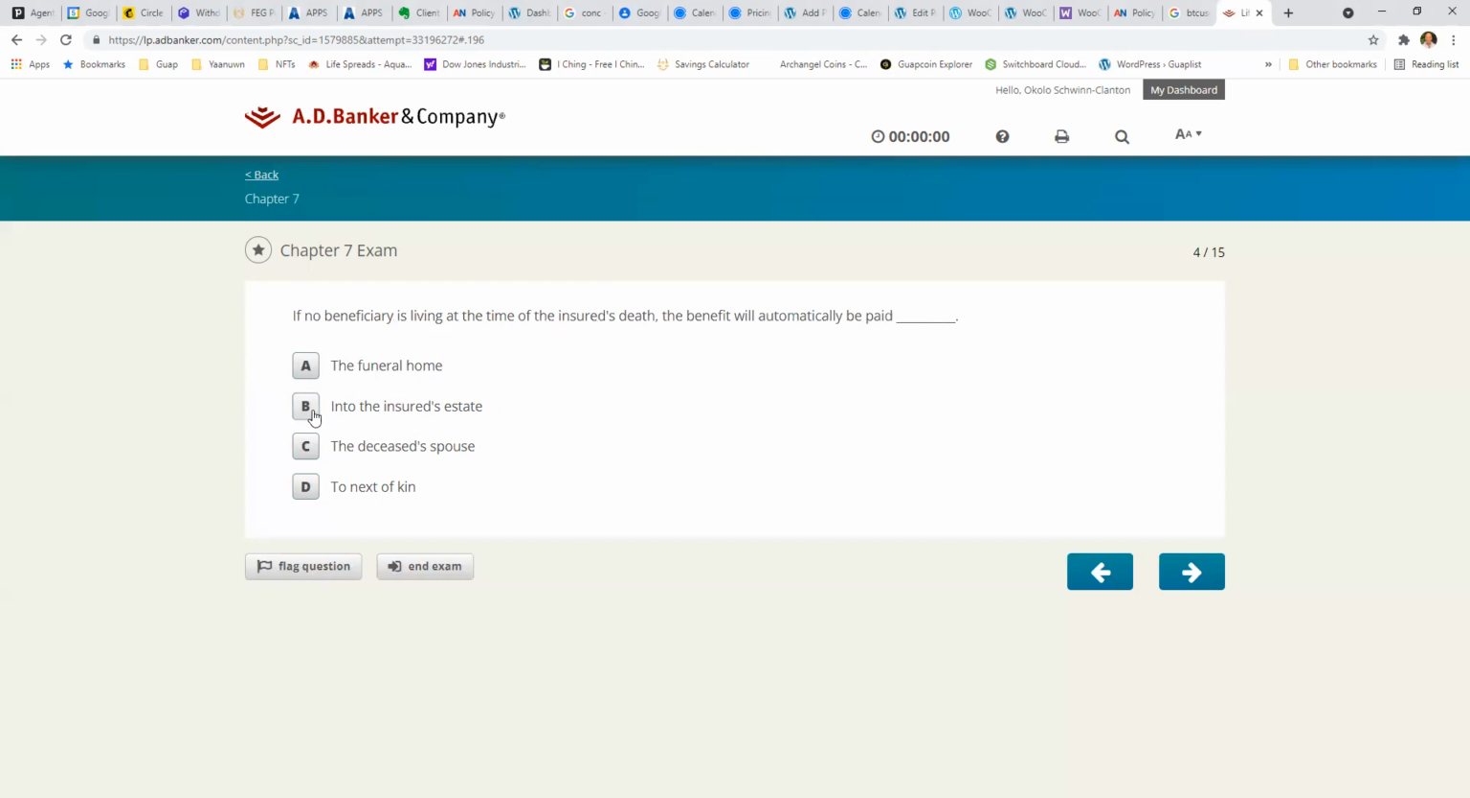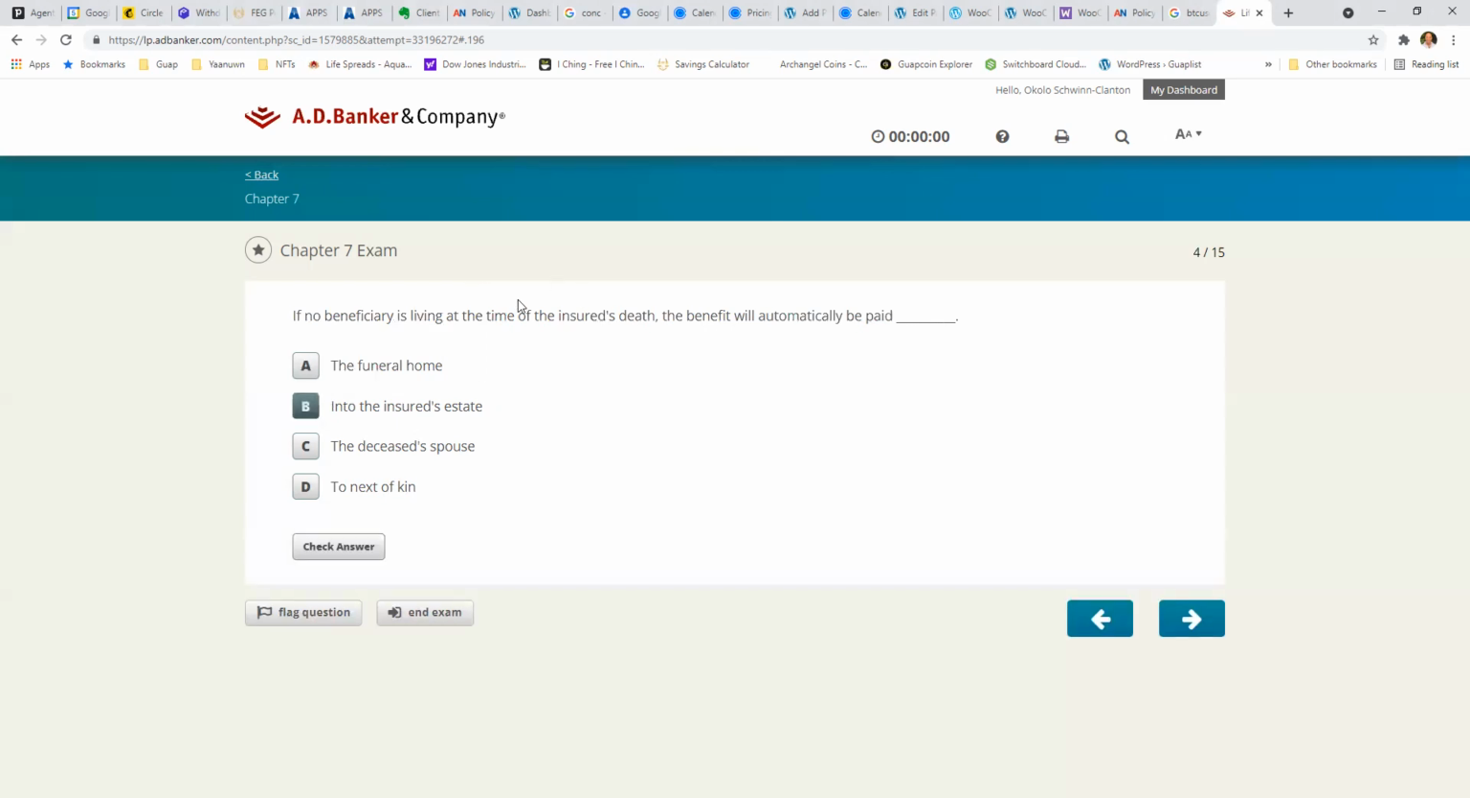And actually it'll go into their estate. What happens is the estate is a legal entity, and the courts will then determine how that legal entity is dispersed. So if there is no living beneficiary, it goes into the estate, which means that it has to go through probate, which means it's going to be a headache. So you should always make sure that your clients have their beneficiary forms up to date.